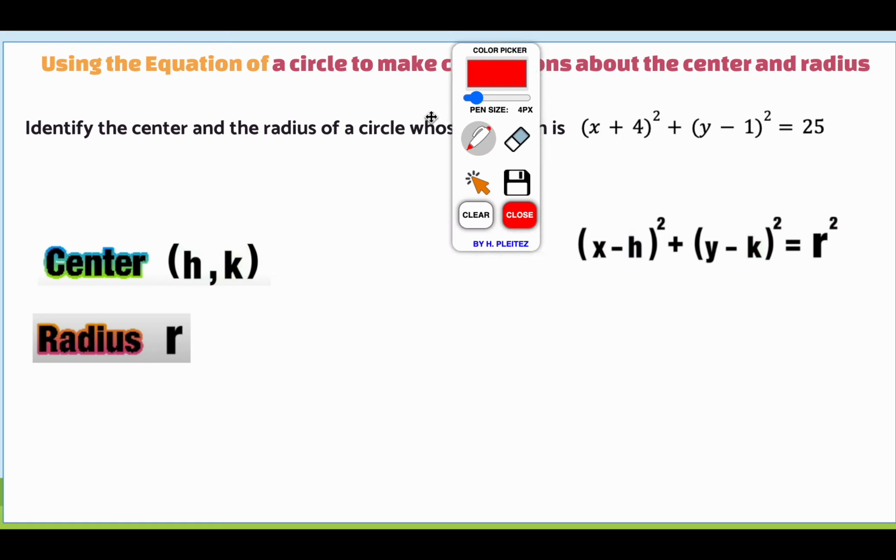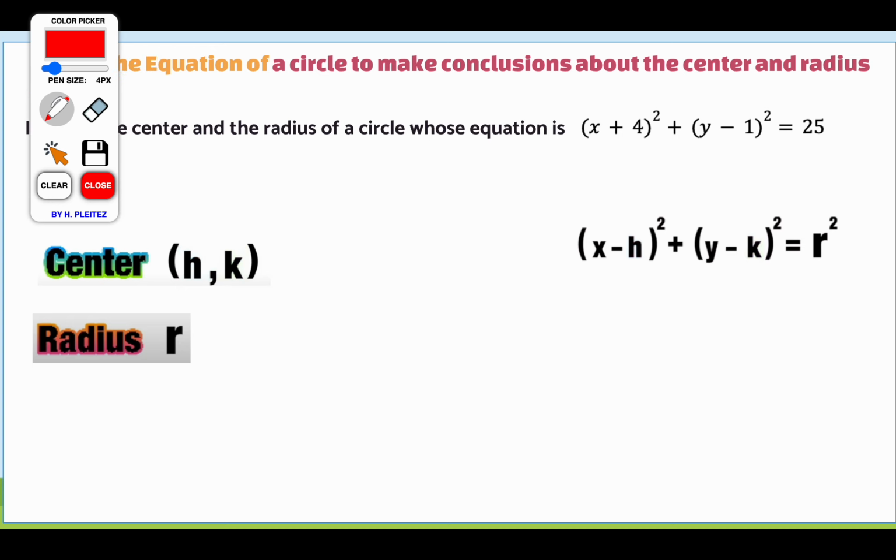Now, I like to just use that little trick here. I know my center points are involved in these parentheses here, and I know the signs are switching. So the center is going to be at negative 4. We have to change that sign, comma, positive 1. We need to change that sign.